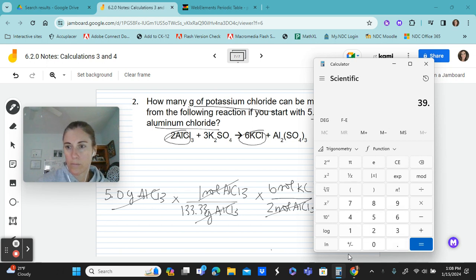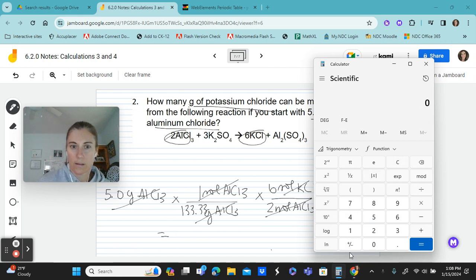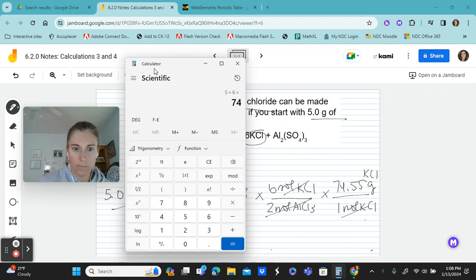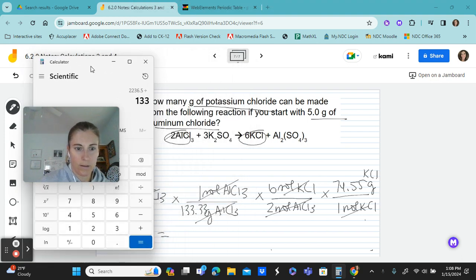That is 39.1 plus 35.45. 74.55 grams. And that's KCl. Okay. Now in my calculator, that's 5. My handwriting's sloppy. 5 times 6 times, what was the other? 74.55 divided by 133.33 divided by 2.